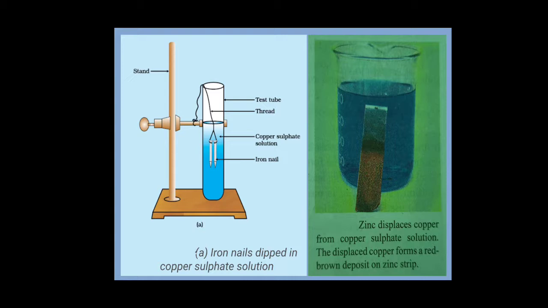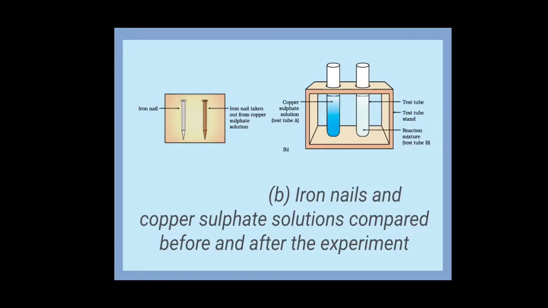Zinc displaces copper from copper sulfate solution, as you can see in the next image. The displaced copper then forms a red-brown deposit on the zinc strip. So this is the zinc strip over here. Next we have the apparatus: iron nails and copper sulfate solution compared before and after the experiment. You can see the iron nails are present. Iron nail taken out from copper sulfate solution. Copper sulfate solution in test tube A. Copper sulfate solution in test tube B. After the reaction, there is no bluish color present. Maybe it is quite faint, but it can be seen there in the test tube.